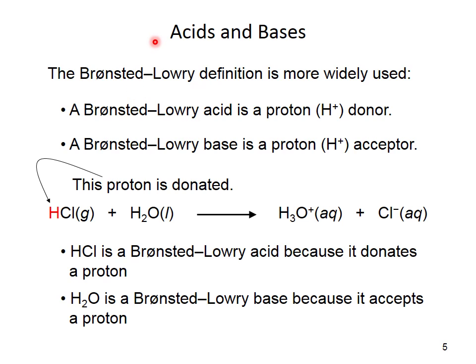Okay. Here's a more general definition, and that's called a Bronsted-Lowry acid and base. The Bronsted-Lowry acid is a proton donor, meaning it gives a proton. A Bronsted-Lowry base is a proton acceptor. That means it takes a proton. So if I look at something in water, I can look and see what it is doing, and then I will know whether it's an acid or base. Let's look at an example.